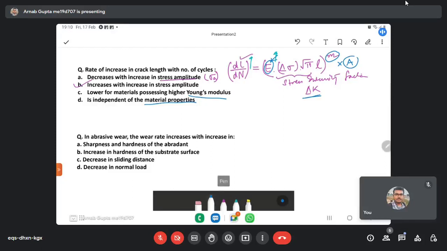So depending on the stress intensity factor, you have three stages of erosion, right? In stage one, the crack length is not significant. In stage two, it will be linear. So we are drawing in log scales. This is stage one, this is stage two, and this is stage three. In stage three, it will abruptly increase.